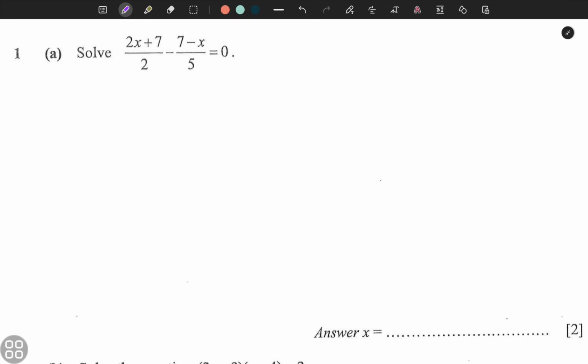We are supposed to solve this equation over here. Basically, whenever you see a question that says solve, what that means is that your answer will be x equal to something. Okay, so we have a fraction minus a fraction to be equal to 0. What we can do is add (7 minus x) over 5 on both sides, left hand side and right hand side, to get this equation here.